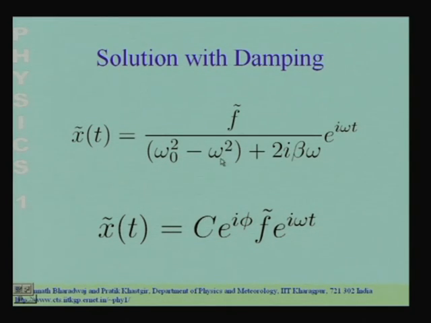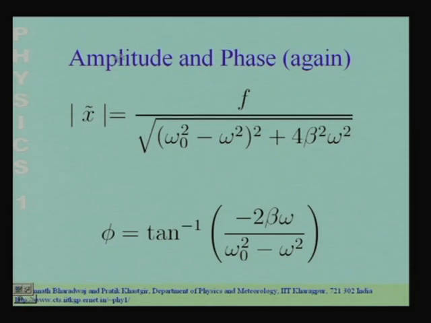You can use this expression to calculate the amplitude of the oscillations, which is the magnitude of that complex number. The amplitude of the oscillations is f, the amplitude of the force, divided by the square root of omega naught square minus omega square, the whole squared, plus 4 beta square omega square. So, this gives us the amplitude of the oscillations, and the phase of the oscillations is given over here. The phase is tan inverse of minus 2 beta omega by omega naught square minus omega square.